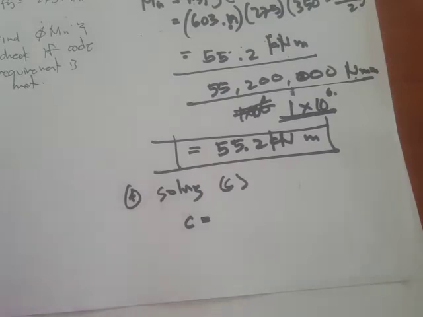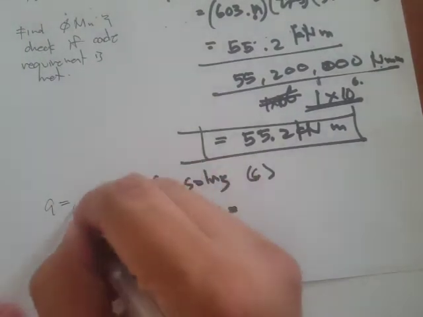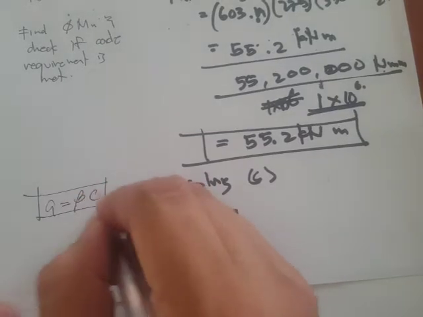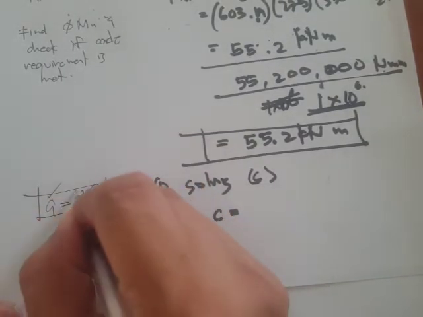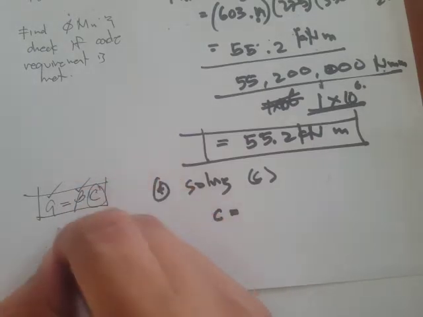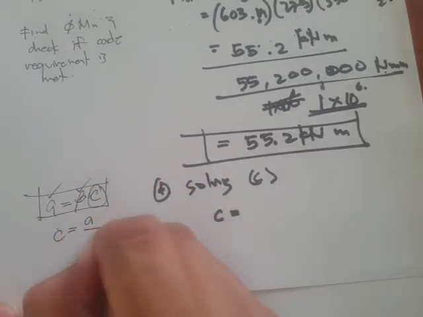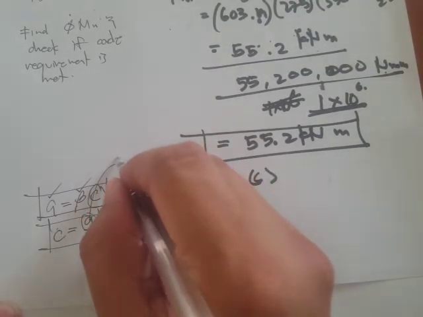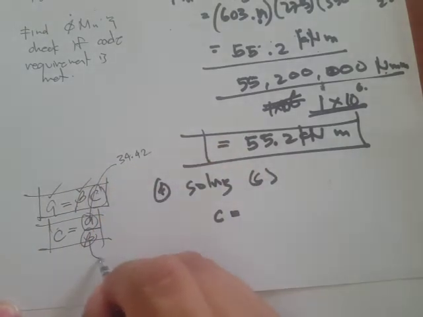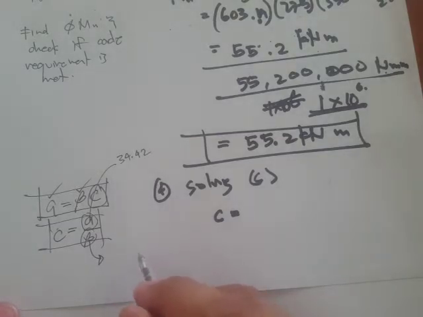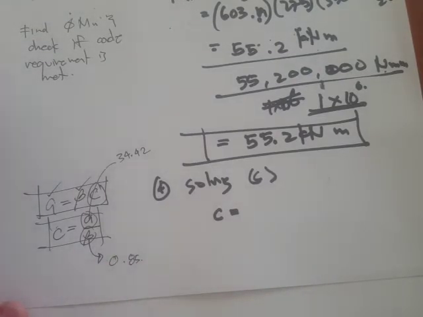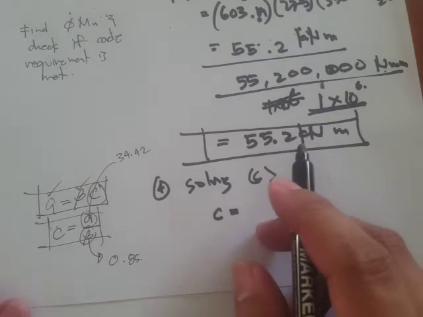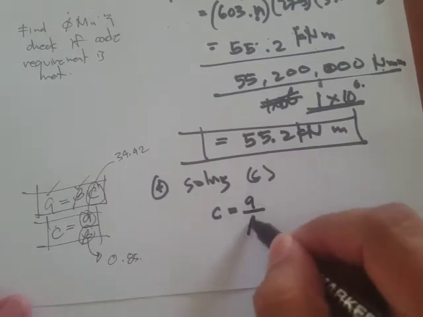Recall that we have this equation: a is equal to beta times c. Here, a is given, and beta can be determined, so we can solve for c. So c is equal to a over beta. This a is 34.42, whereas for beta we determine if our strength of concrete is less than 28 megapascals. If it is, then beta is 0.85. If not, then we have to solve it.